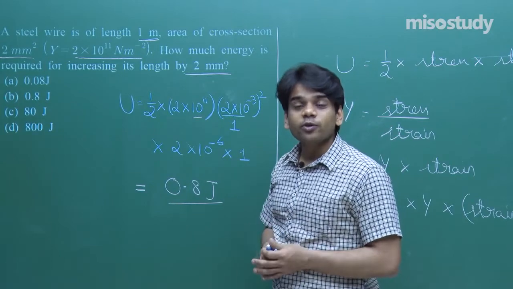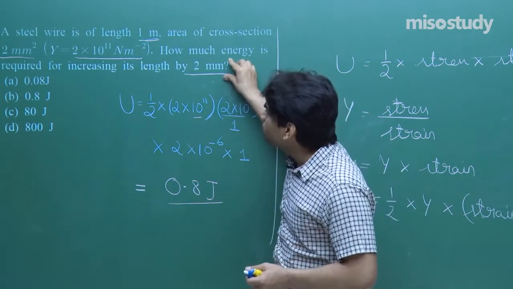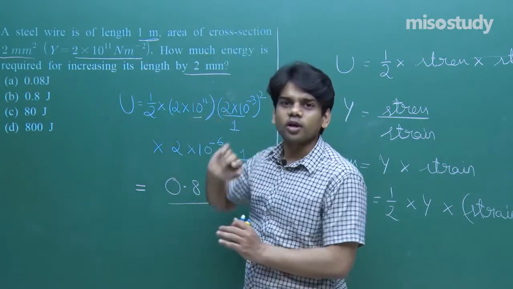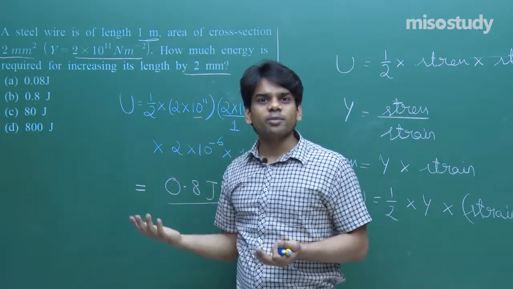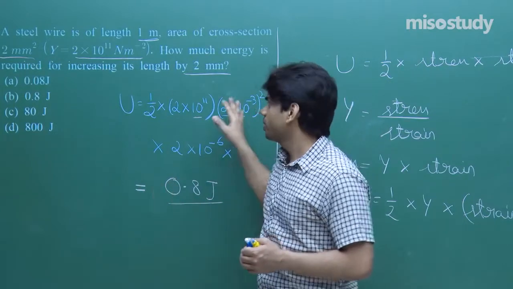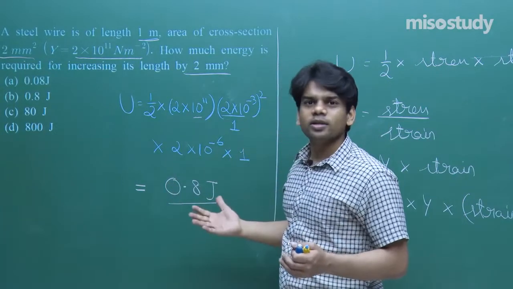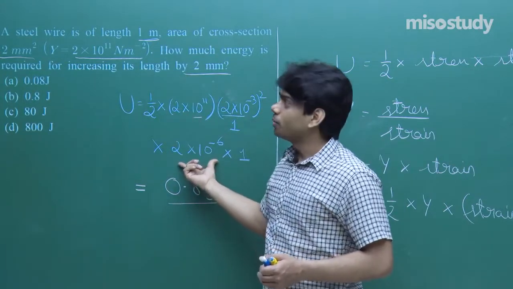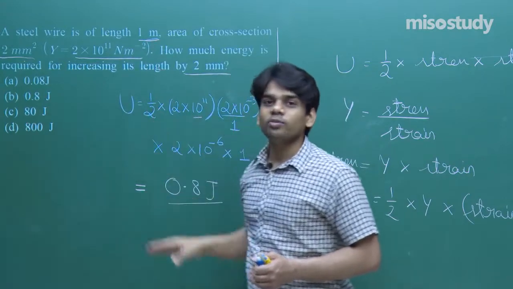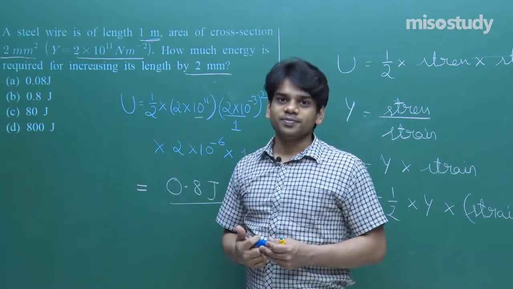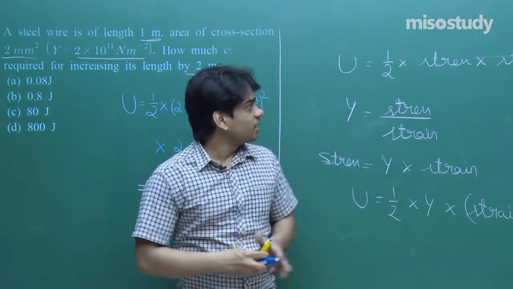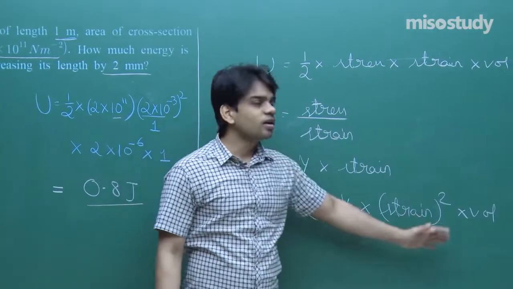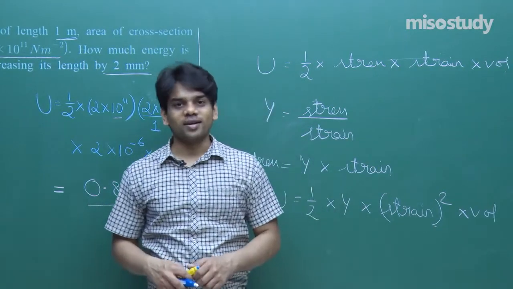Remember how you have to do the volume. This 2 mm is ignorable in the case of this 1 meter wire. 2 mm will be very small, so you cannot add 1000 mm plus 2 mm, 1002 mm, and then use that. That will be ignorable. So use only the length that has been given, 1 meter, for the volume. Multiply the area of cross section with this length of 1 meter and you will get the volume of the wire. Then you use the formula we have learned, half into stress into strain into volume. Substitute the values and you will get the required result.